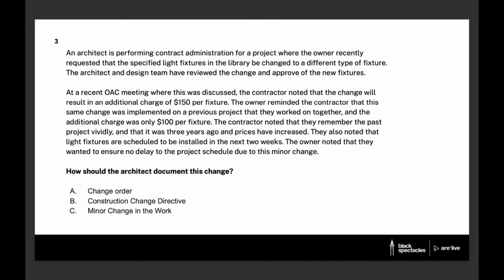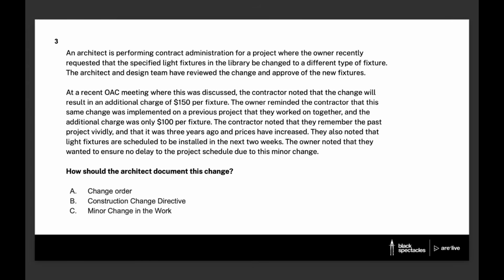An architect is performing contract administration for a project where the owner recently requested that the specified light fixtures in the library be changed to a different type of fixture. The architect and the design team have reviewed the change and approve of the new fixtures. At a recent OAC meeting where this was discussed, the contractor noted that the change will result in an additional charge of $150 per fixture. The owner reminded the contractor that this same change was implemented on a previous project that they worked on together, and the additional charge was only $100 per fixture.